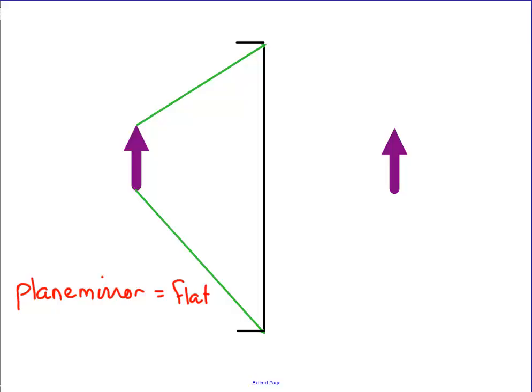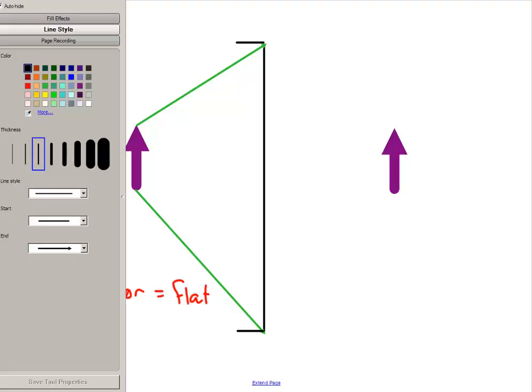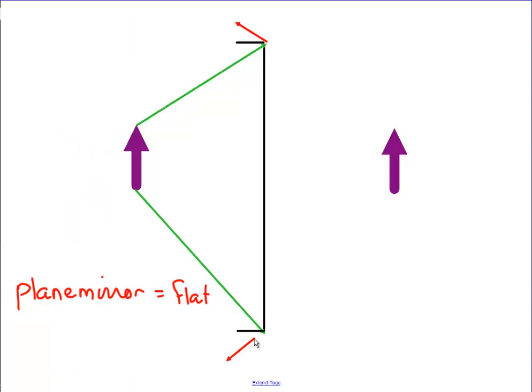So the angles will be as close to the same as I can do it freehand. Exactly. So here's my incident angle. I want to do a reflecting angle. So let's pick a different color. Does that look about right for reflecting?